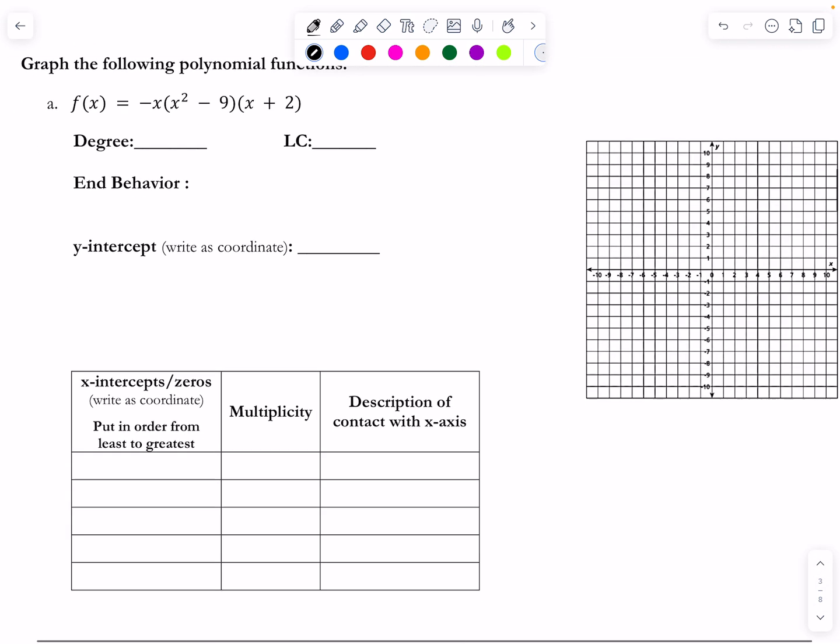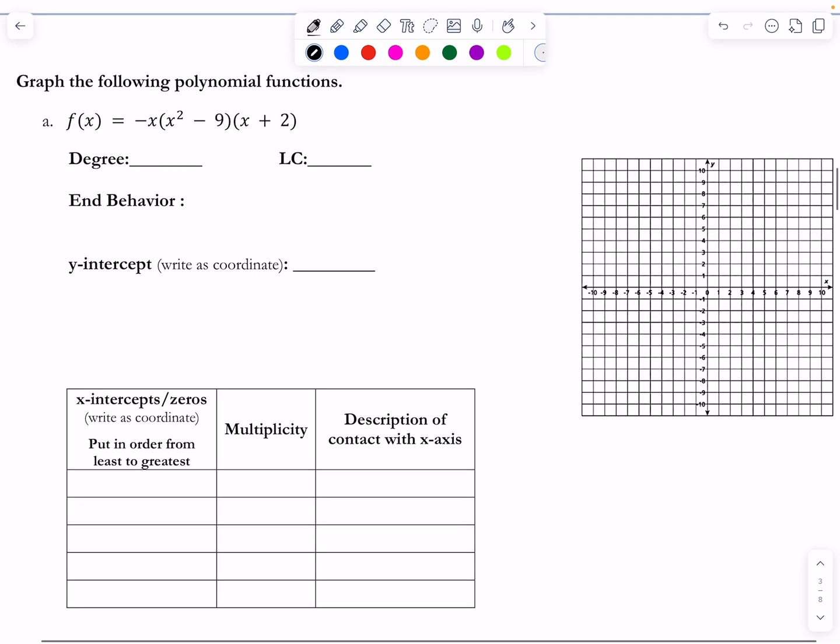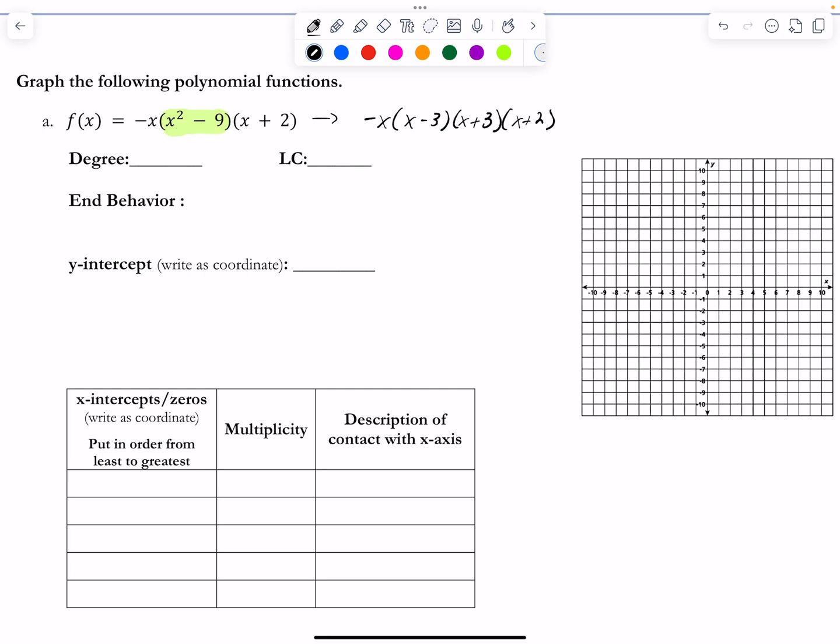All right, so here we go. Let's try this first one. Key thing is make sure it's fully factored. When I look at this x squared minus 9, I notice that that is not fully factored, right? That is the difference of 2 squares. So I'm going to factor this as x minus 3 and x plus 3, and then bring down my other ones. All right, so in terms of my degree, now all of these are to the first power, and there's 4 of them. So my degree is going to be 4, which I said is an even degree.